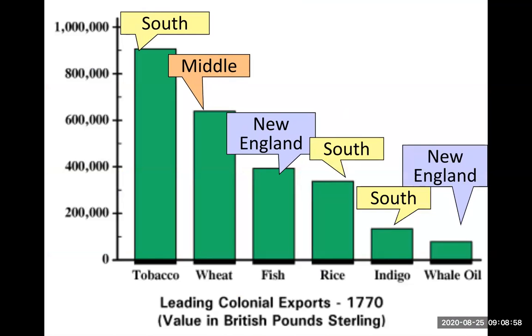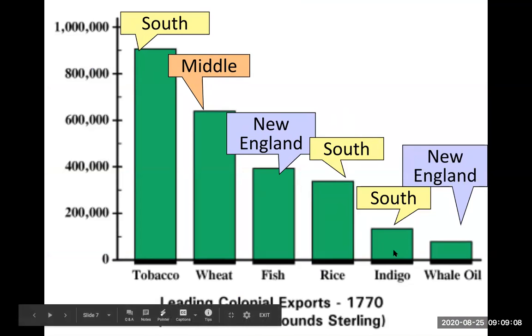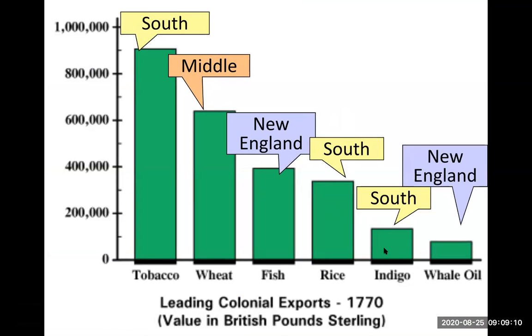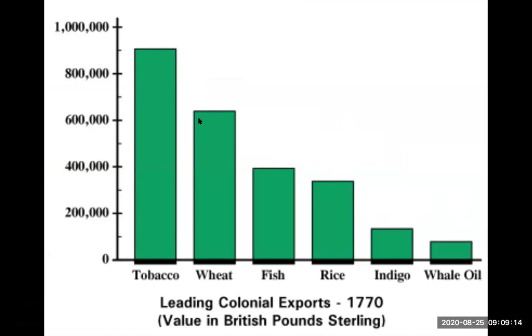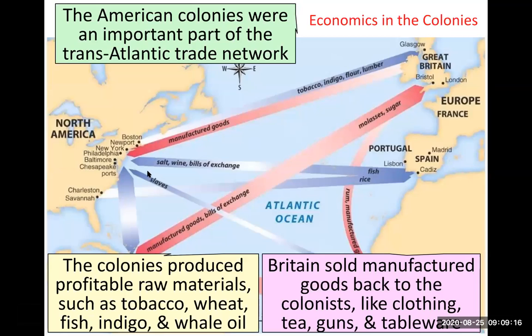So here are some examples of the leading colonial exports by 1770. At that time in the South, it's going to be tobacco. They will also export rice and indigo. Indigo will be used as a dye for clothing, for textiles. And when I talk about raw materials and finished goods, you have to think about it this way. The clothes that you're wearing, are those raw materials or are those finished goods?